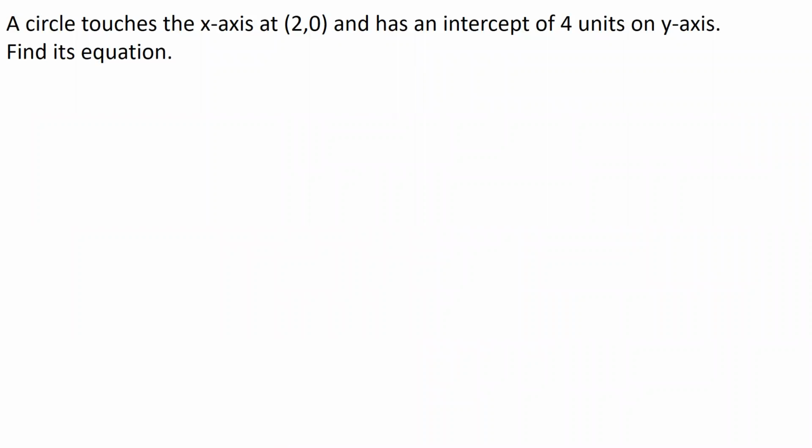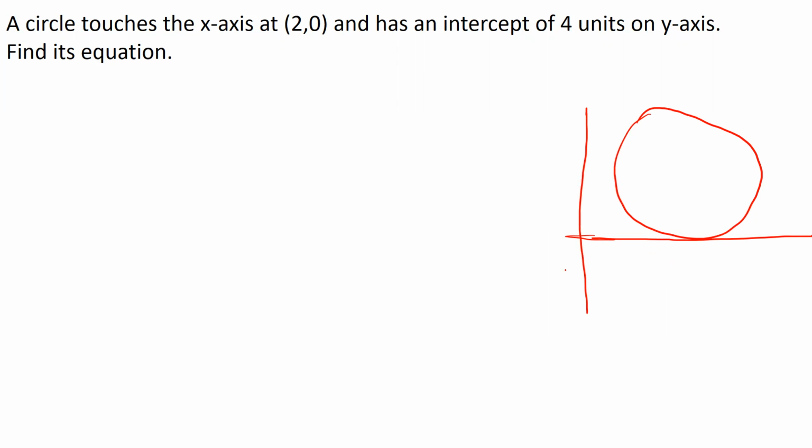Next and the last question. A circle touches the x-axis at 2 comma 0. I love these kind of questions because they're very much intuitive. So there is a circle. It says that it touches the x-axis. Suppose this is my x-axis. The circle touches the x-axis, and this is my y-axis. So it touches the x-axis at 2 comma 0. So this point is 2 comma 0.